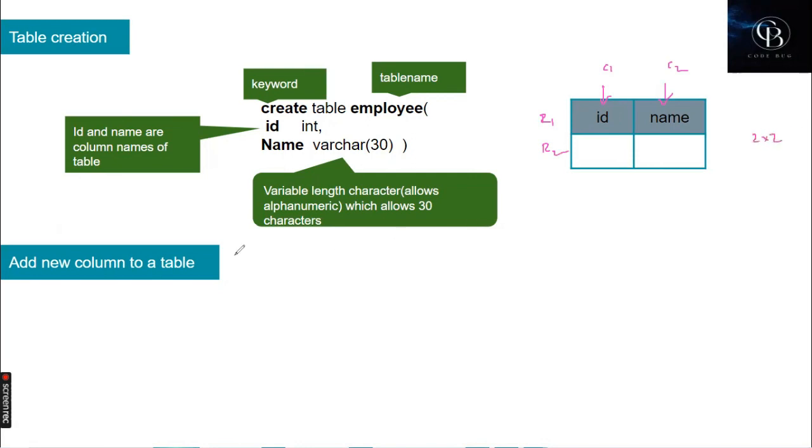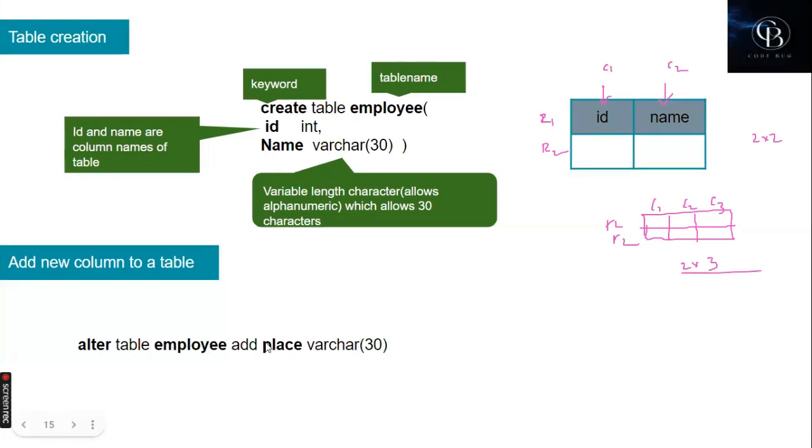Now I need to add one more extra new column. How to add an extra new column to a table? What is the keyword I need to use? The alter keyword, because I am trying to modify the old structure. Initially we have a 2 by 2 structure, but I need to add an extra column, so rows 1 and 2 with columns C1, C2, C3. That is the 2 by 3 structure I want. For that also we have one keyword: the alter keyword.